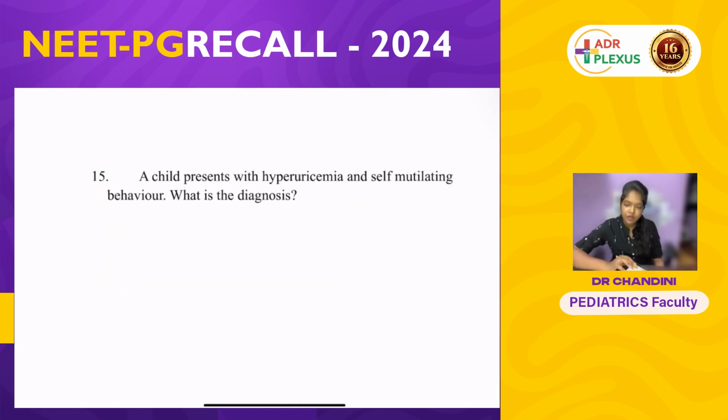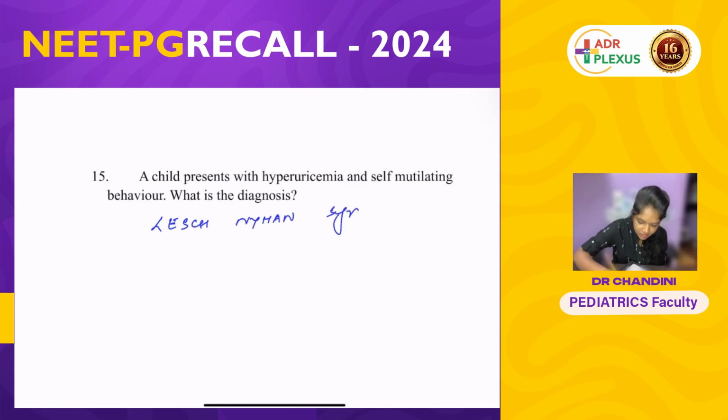15th question, another repeat question. A child presenting with hyperuricemia and self-mutilating behavior. What is the diagnosis? Yes, the diagnosis is a syndrome called Lesch-Nyhan syndrome. Okay, it is Lesch-Nyhan syndrome. What is this Lesch-Nyhan syndrome?